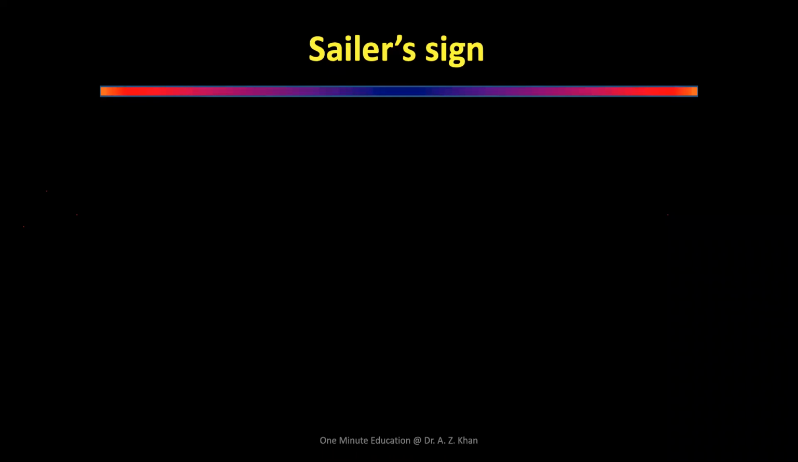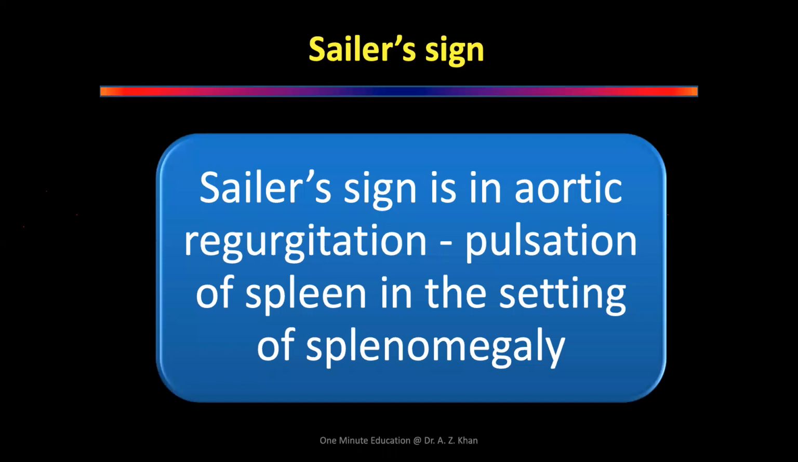Clinical condition in which you see the sign and what is the sign? 2 marks. Yes or no? No ideas. Okay, it's an aortic regurgitation sign, pulsation of the spleen. So when you have splenomegaly and aortic regurgitation, you get pulsatile expansion of the spleen. It is a diagnostic peripheral sign of aortic regurgitation.